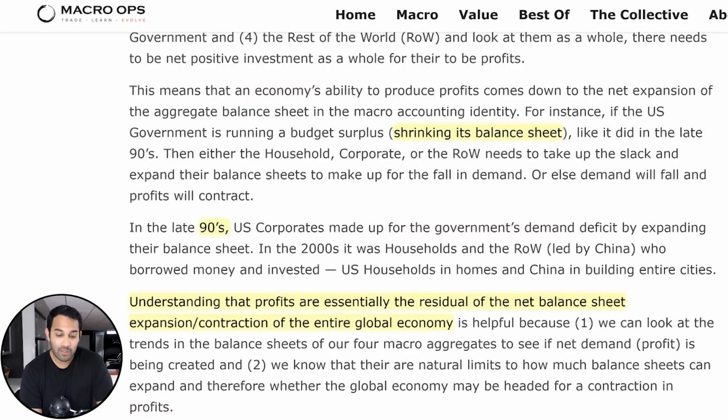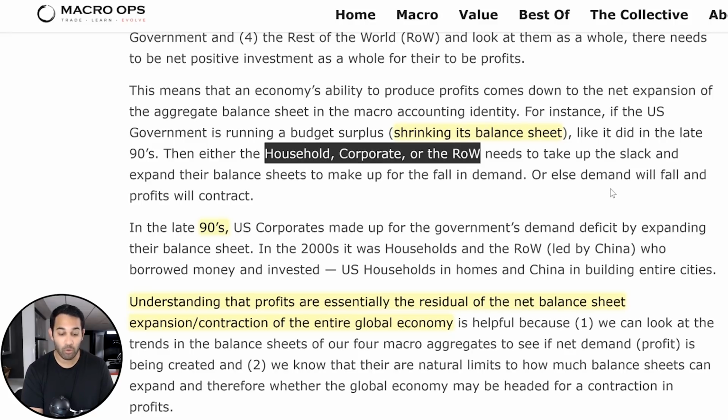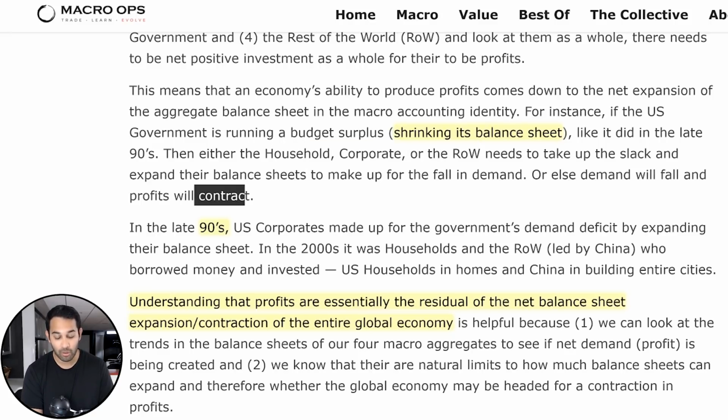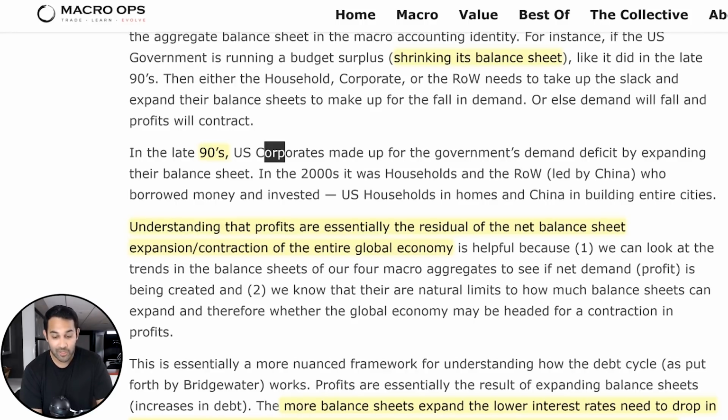So if, for instance, the US government decides to run a budget surplus, meaning shrinking its balance sheet, which just feels like it's unheard of in these times, but which they actually did in the late 90s, then if they shrink their balance sheet and spend less, then either household, corporate, or the rest of the world needs to take up the slack. And they need to expand their balance sheets to make up for that fall in demand. And demand, what are we considering demand here? It's just spending. Budget surplus means less spending. So if these other 3 don't pick up the slack, then demand will fall and profits will contract on the whole. So in the late 90s, US corporations made up for that government's demand deficit by spending more themselves.